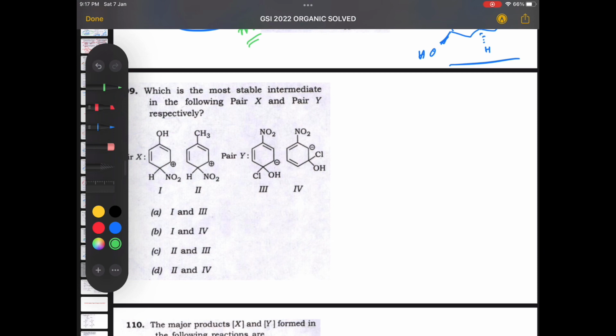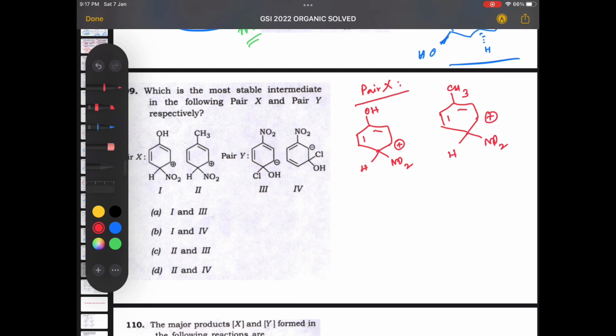Okay, so in the ninth question, the second last question of this set, we have been asked which is the most stable intermediate among the following pairs. So in pair X, we have been given a carbocation. There is a cation present, and we have OH as one of the functionalities in number 1, and in number 2 we have got methyl as the functionality. Other functionalities are common in both 1 and 2.